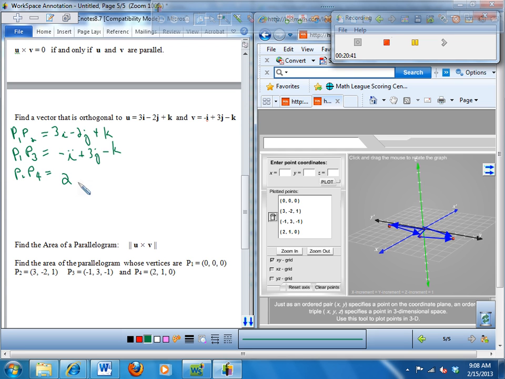Wait, why are we using those indices? Why did we find P1 to P3? No, I'm doing this problem down here, I just have space for it. How are you getting this one? I just subtracted the start point from the endpoints. Oh, okay.